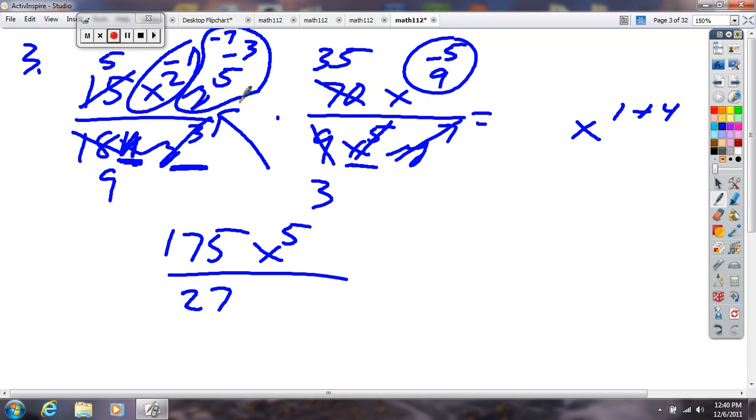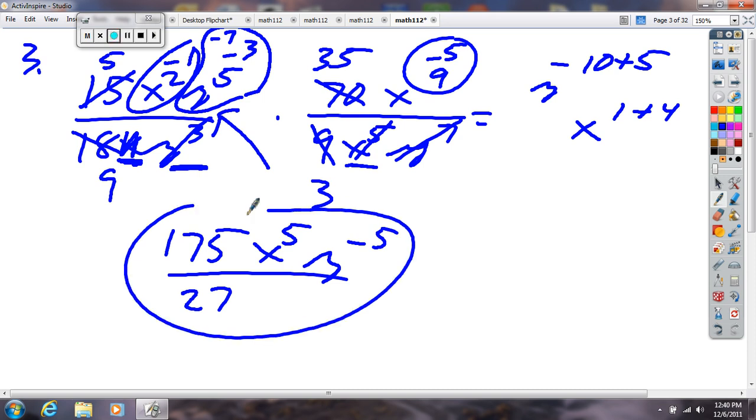And it's negative 7, negative 3 is negative 10. Plus the 5, these are the y's, and negative 10 plus 5 is y to the negative 5. So I will take this for an answer, or you could take the negative, no I won't.